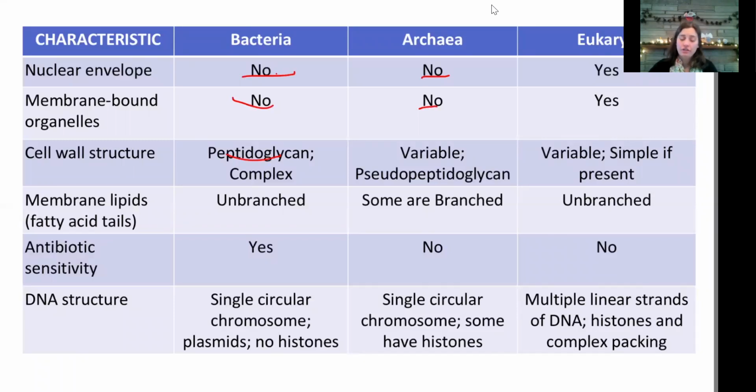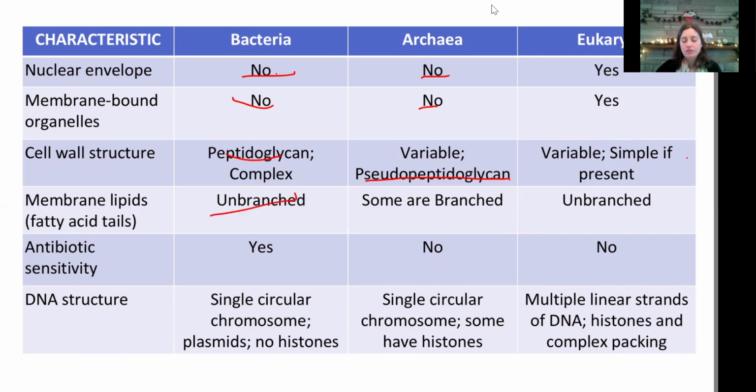If they're archaebacteria, their cell walls are made of something that's similar to peptidoglycan, but not exactly the same as peptidoglycan. And eukaryotic cells have them. Some of them have them, some of them don't, like animal cells do not, but plant cells and fungal cells do. The membrane lipids found in the membranes, some are branched, some are unbranched.